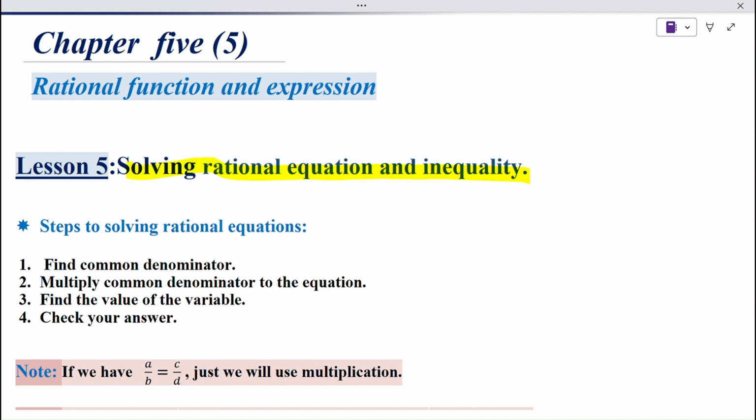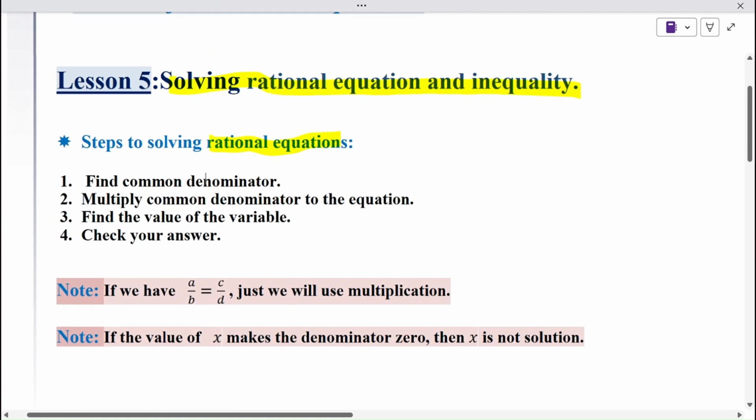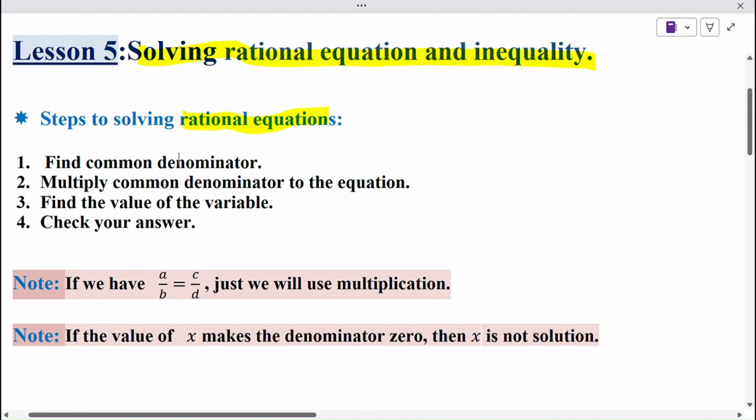By following these steps, you can find the answer. The first step, find the common denominator of the rational expressions, then multiply the common denominator to the equation. The third step, find the value of the variable, then check your answer. And we have two notes.